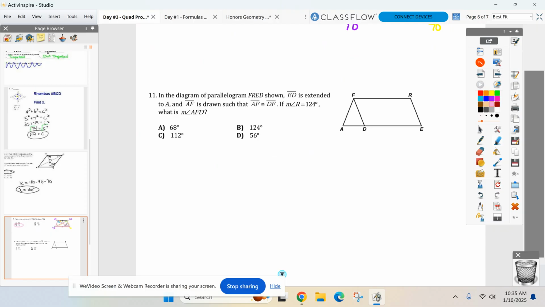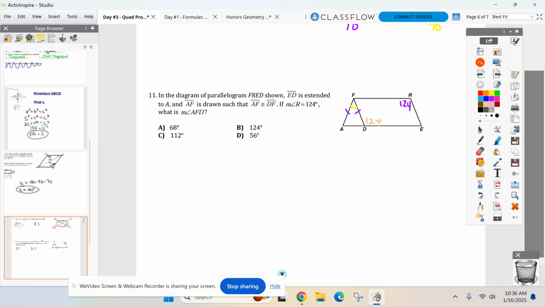Now we got a parallelogram, FRED. This is one you might be able to breeze through. I don't know. We'll see. AF congruent to DF. Angle R is 124. What about angle AFD? Not as tough as the last one, but you still got to know your stuff, right? What other angles am I going to know here? Abby, give me one angle we know. FDE is 124. Opposite angles in a parallelogram are congruent.